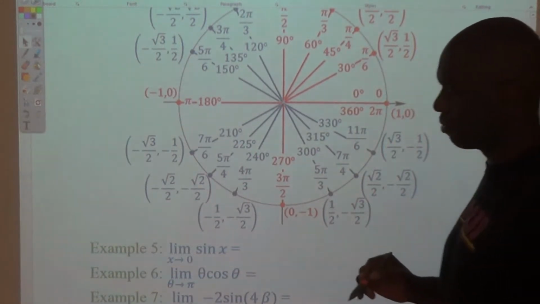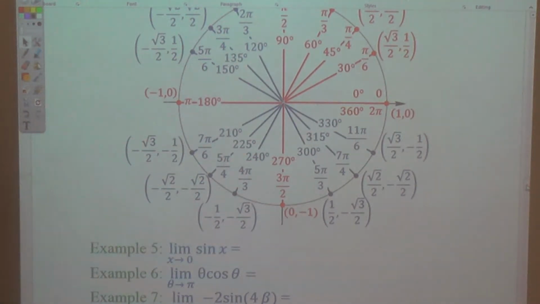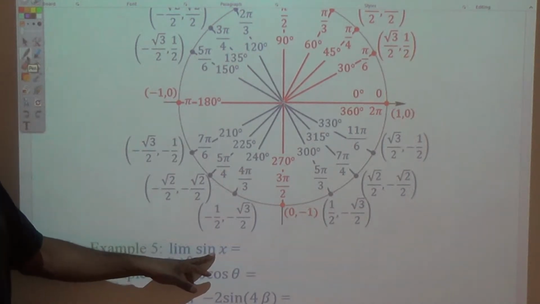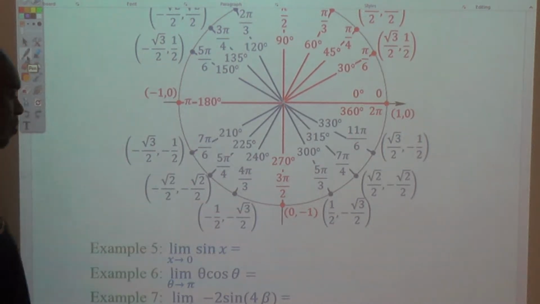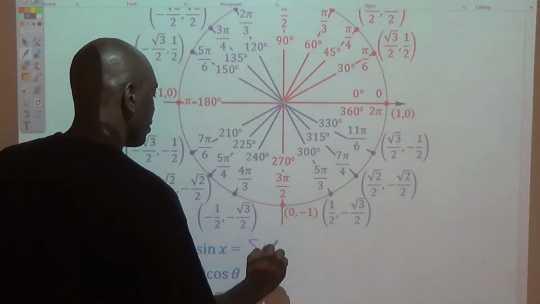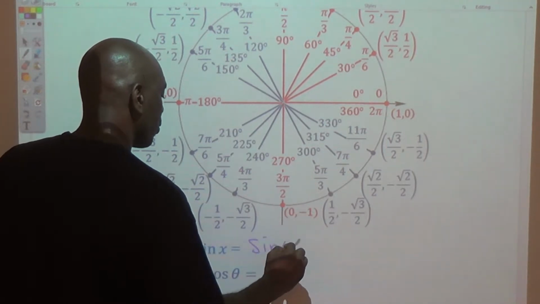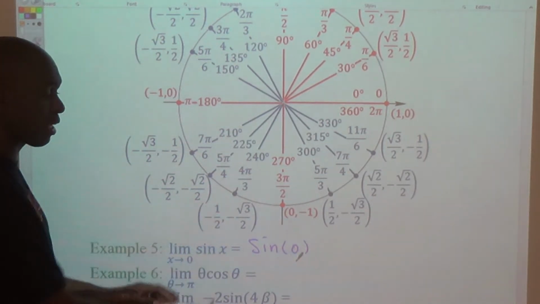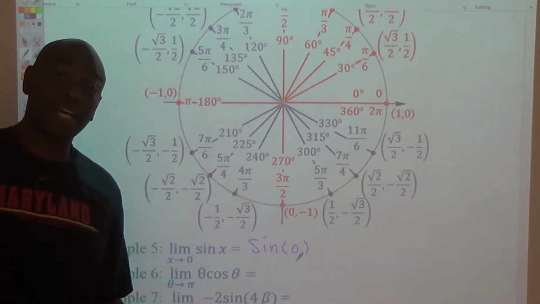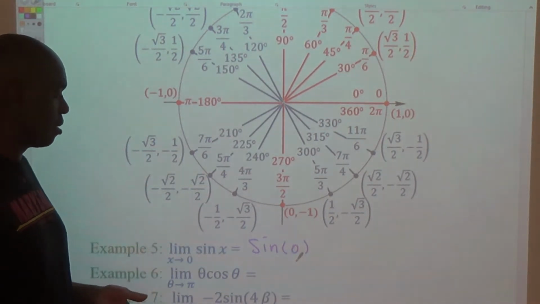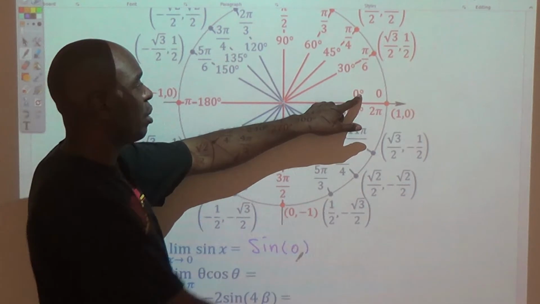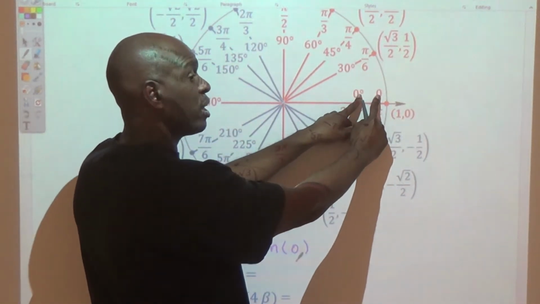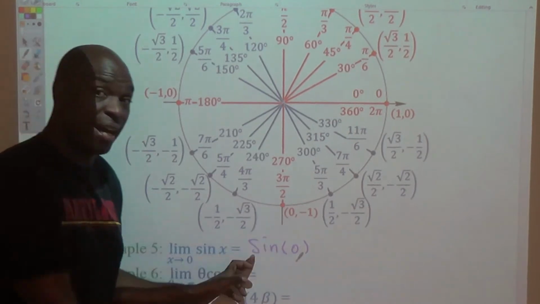All right, so first, let's evaluate the limit as x approaches 0 of sine x. Direct substitution. So it's going to equal the sine of 0. Put in 0 for x. And what is the sine of 0? Well, let me see. When my degree measure is 0, when my radian is 0, what is the sine value?